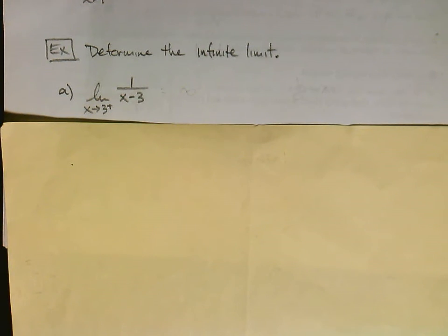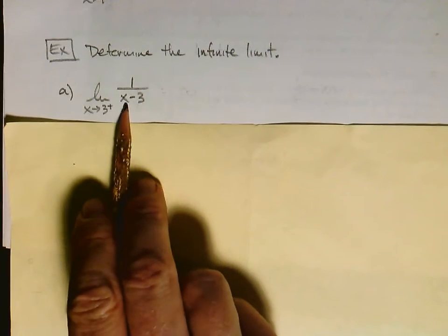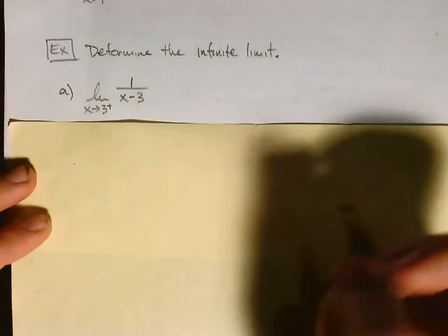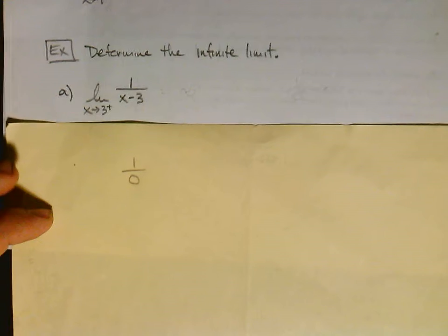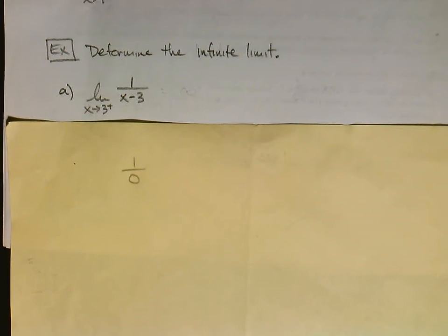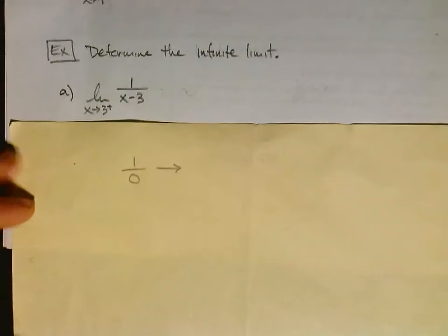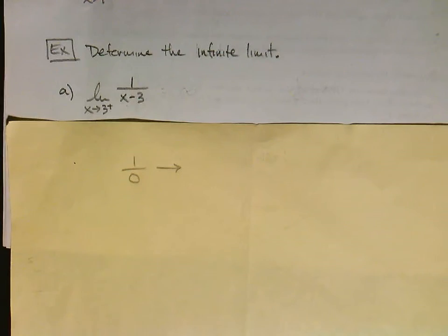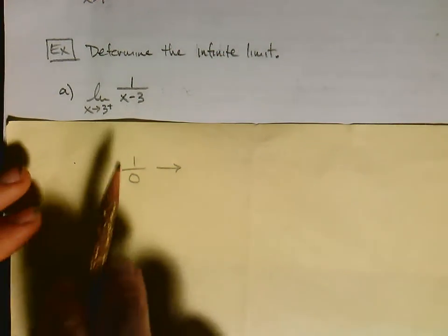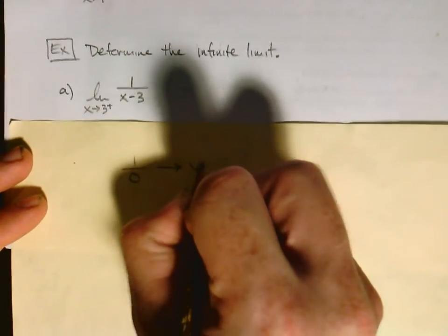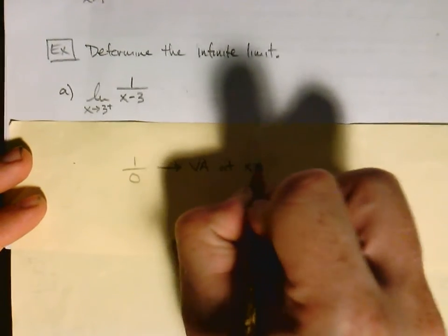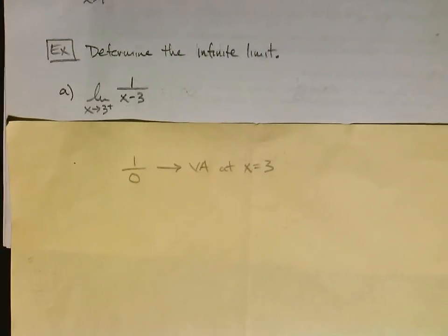Well, how are we going to go about this? I mean, we don't have a graph to look at. Well, one thing we can realize, if we tried to plug in 3, wouldn't we get 1 over 0 if we attempted to plug in? So obviously that's not going to give us an answer. What does that indicate to us? It's not 0 over 0, right? 0 over 0 would be a hole. It's a number over 0. So we know there is a vertical asymptote at x equals 3 in this case.